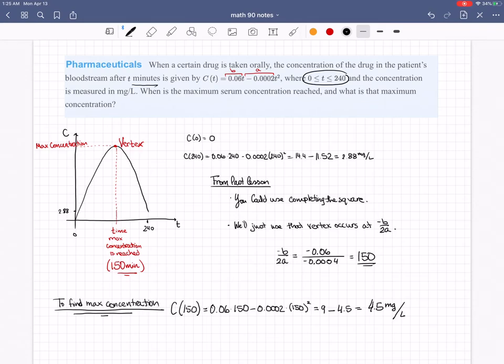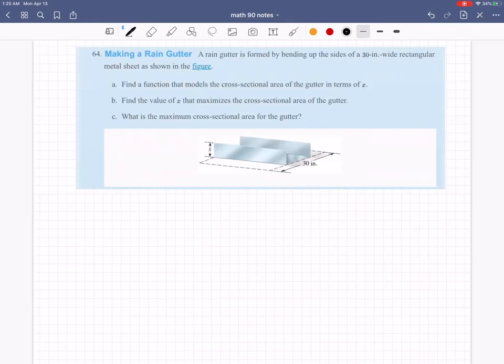Before I move on to the next problem, I want to point out to you that in this example, you were given the function that we were trying to optimize. So we didn't have to create it ourselves. Sometimes that'll be the case. Other times you'll have to create the function yourself. Case in point, this problem.